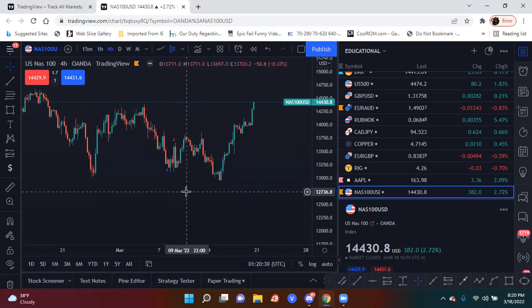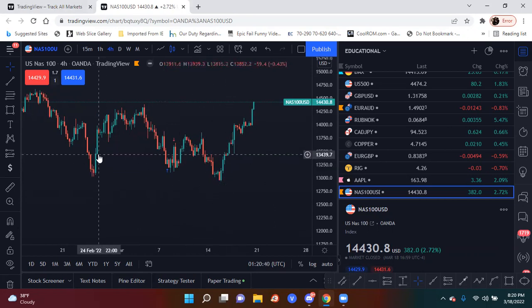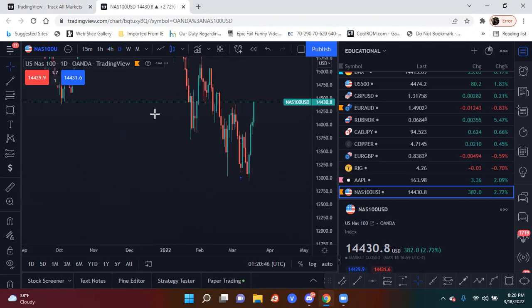Like, yeah, the swing highs and swing lows, they work for me, but there was something missing, and I felt it. And this is what's missing from my trading. So let's go over this NAS 100 real quick. So this move right here, let's go to daily.